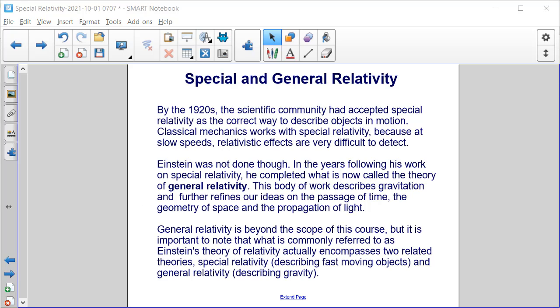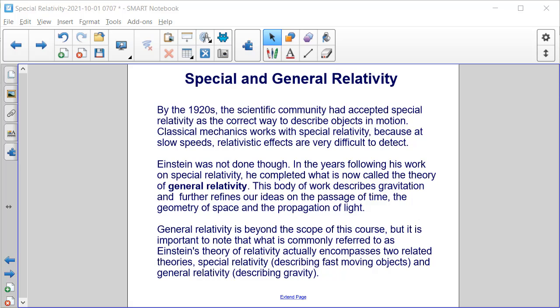By the 1920s, the scientific community had accepted special relativity as the correct way to describe objects in motion. Classical mechanics works with special relativity because, at slow speeds, relativistic effects are very difficult to detect. Einstein was not done, though. In the years following his work on special relativity, he completed what is now called the theory of general relativity. This body of work describes gravitation and further refines our ideas on the passage of time, the geometry of space, and the propagation of light.